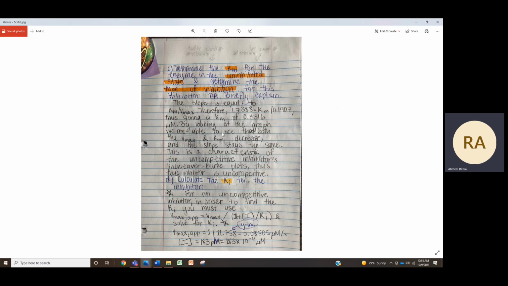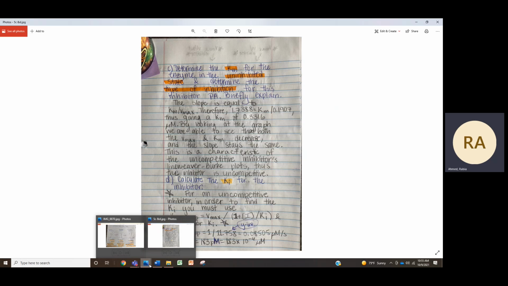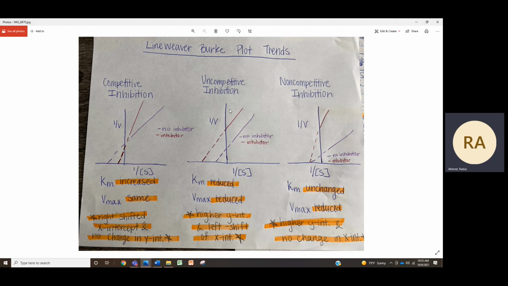By looking at the graph, we are able to see that both the Vmax and Km decrease, and the slope stays the same. This is a characteristic of the uncompetitive inhibitor's Lineweaver-Burk plots. Thus, the inhibitor is uncompetitive. So if you remember from the sheet I emailed you, we can tell that our graph matches up with this uncompetitive inhibition graph. And just remember that I said this in class, that with the inhibitor, the line is usually going to be higher than the one without the inhibitor, or it's going to be steeper. This is because usually the Vmax in this case is going to be reduced.